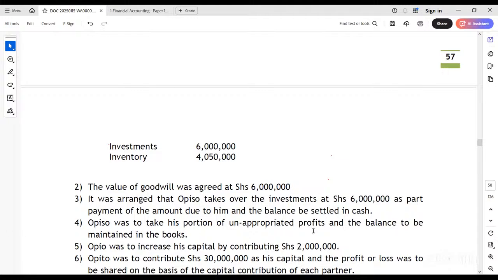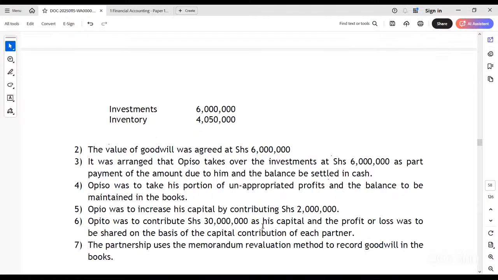Opiso was to take his portion of unappropriated profits, and the balance to be maintained in the books. Opio was to contribute shillings 30 millions. Opio was to increase his capital by contributing shillings 2 millions. Opito was to contribute shillings 30 million as his capital, and the profit or loss was to be shared on the basis of the capital contribution of each partner.